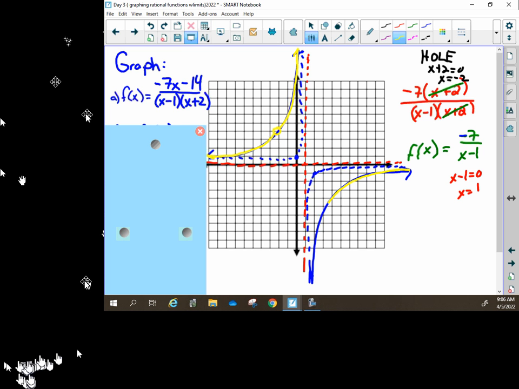Same thing over here. So there's my picture of my actual function with holes and asymptotes, all there. Also, when you're graphing the hole, you aren't doing it on the new one. You're just doing it on the old one. I'm doing it on this one, right here.